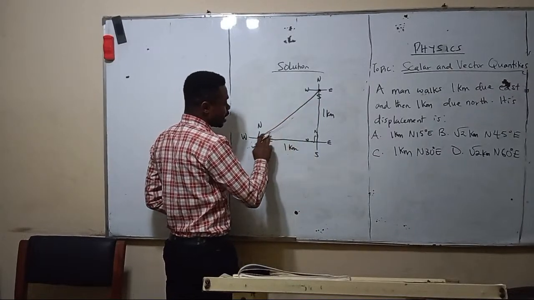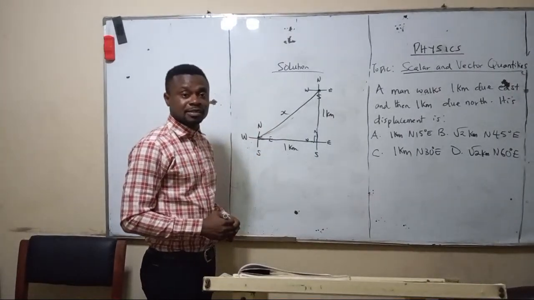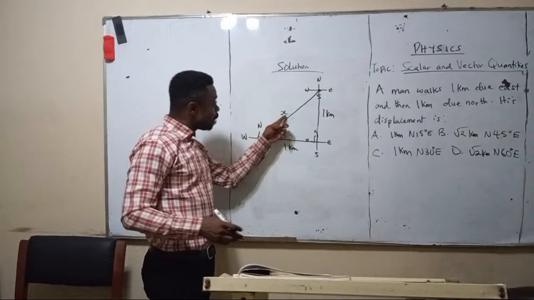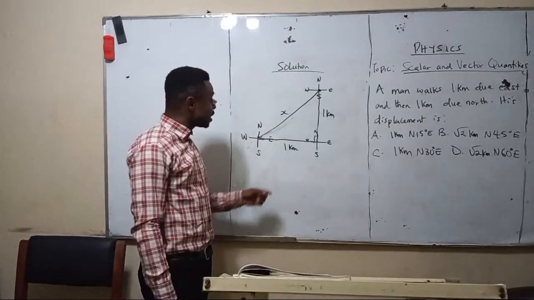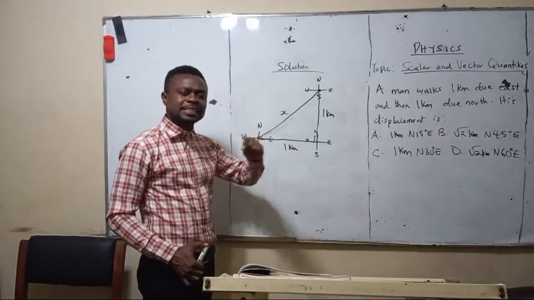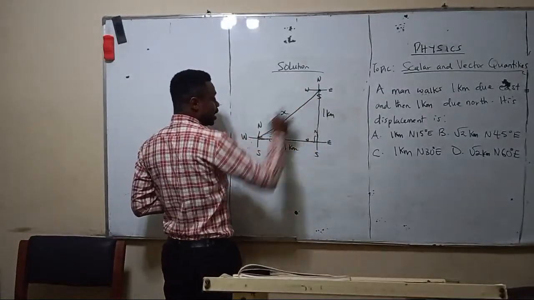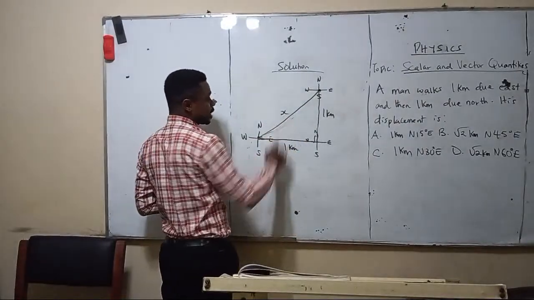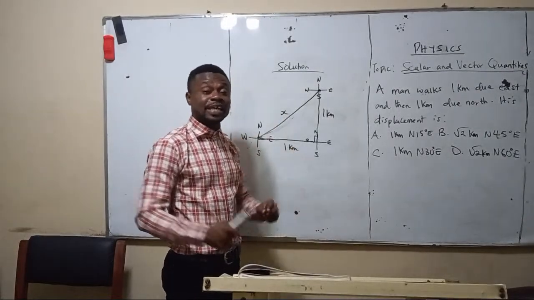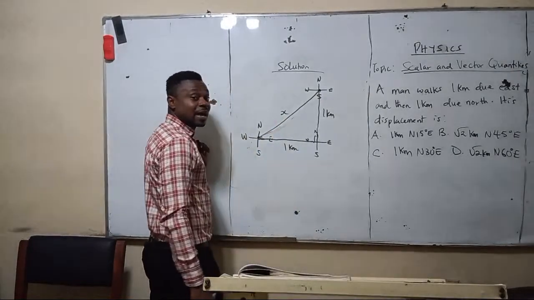This is the magnitude of the man's displacement. Let me call it x. Displacement is a vector quantity, so it will have magnitude and direction. The man's distance is 1 kilometer plus 1 kilometer, which is 2 kilometers, but the magnitude of his displacement is the shortest route from where he started. This to here is the man's displacement, and I call it x. Because we are told to find displacement, finding this x is not enough. You must find the direction too.